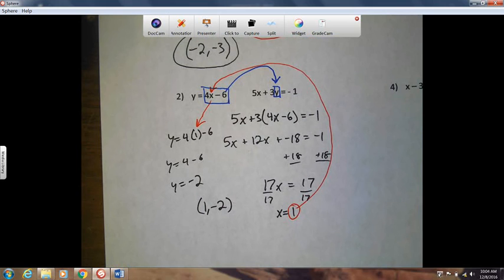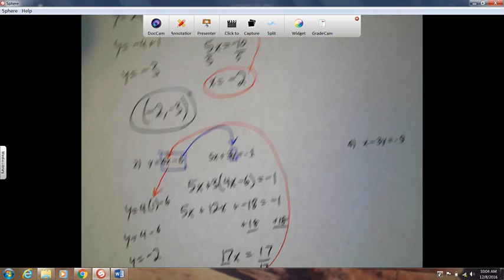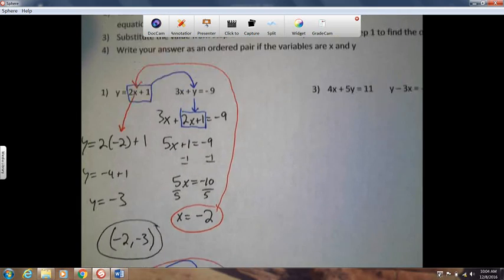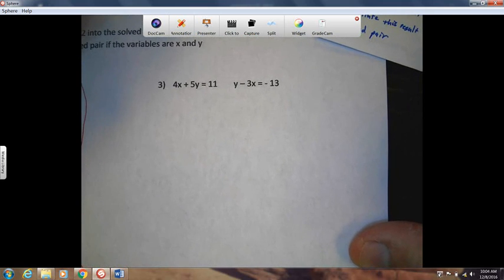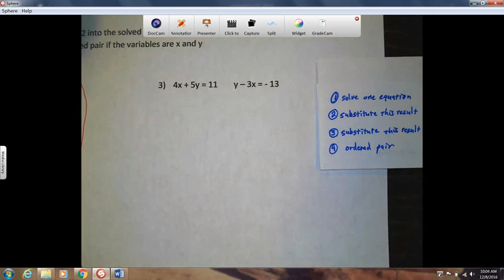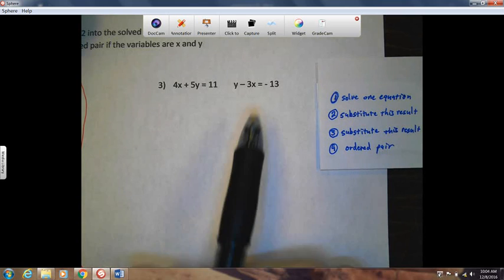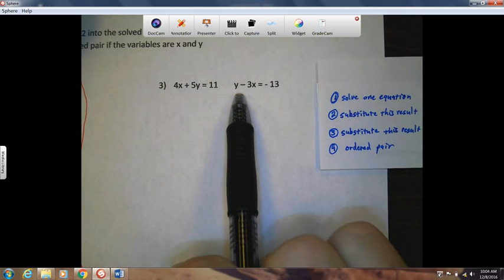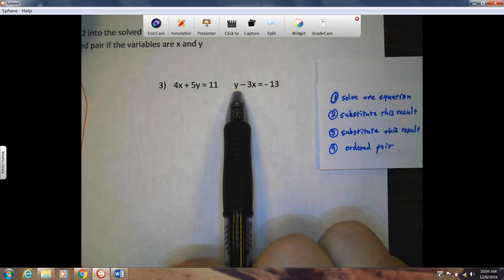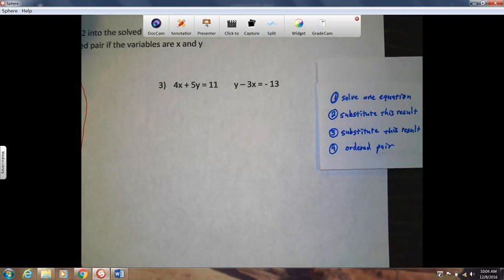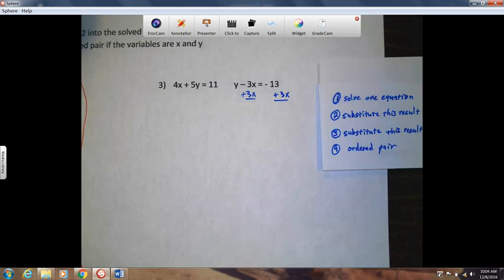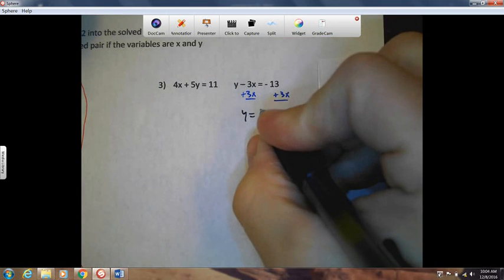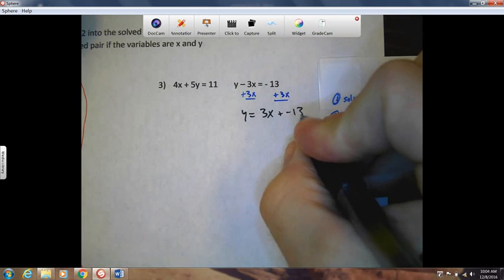Okay, we'll try one more, and we'll just do number 3. So I need to solve one of the equations. Now, it doesn't matter which one you do, but this one is the easiest because I have y by itself. So all I need to do is add 3x on both sides, and I have y is equal to 3x plus negative 13. So now I've solved for y. There's step 1.